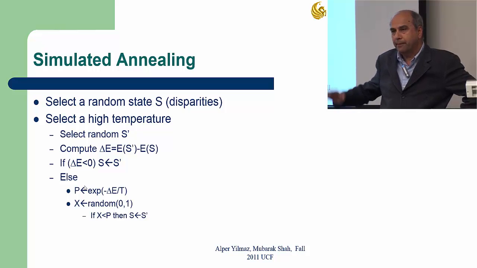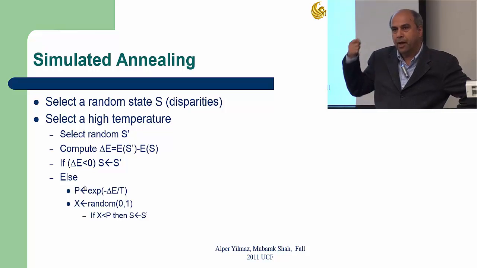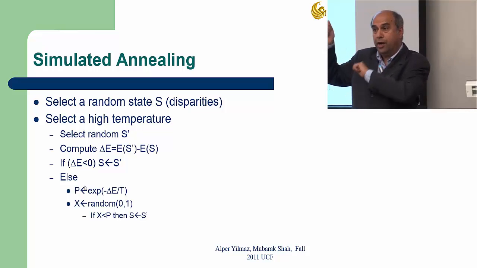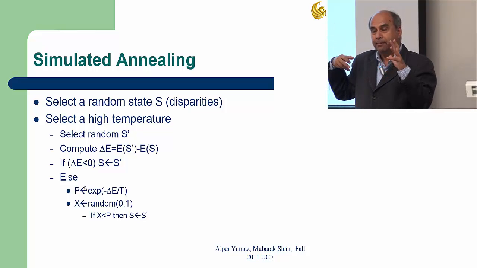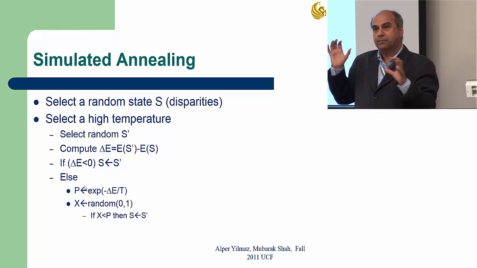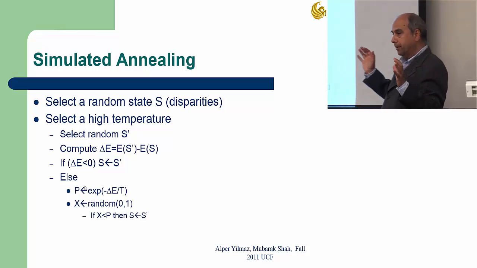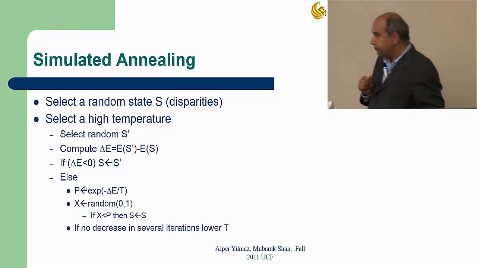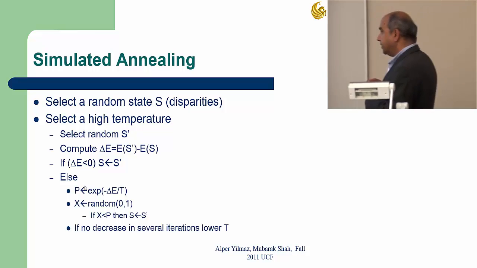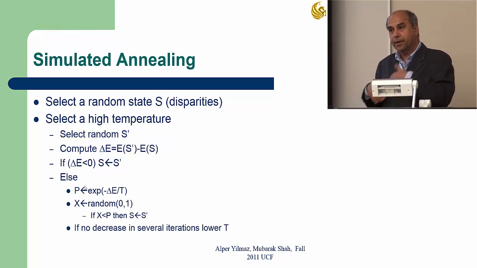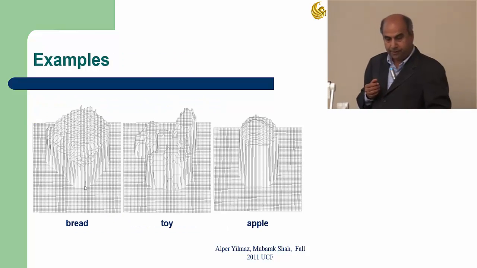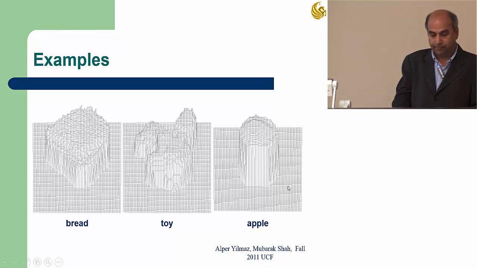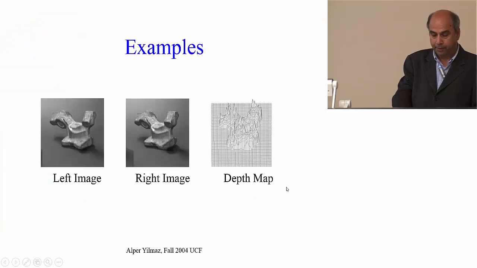Yeah. But conceptually that's what's happening: if the temperature is high, there's a lot of movement, then you'll take these wrong states quite often. But when the temperature is low, then you will take them with less probability. So that's the idea. Okay? So we do that, and if there is no decrease in several iterations, lower the temperature, and then you keep doing that. If you do that, then you can get the depth map like this, about bread, toy, apple.